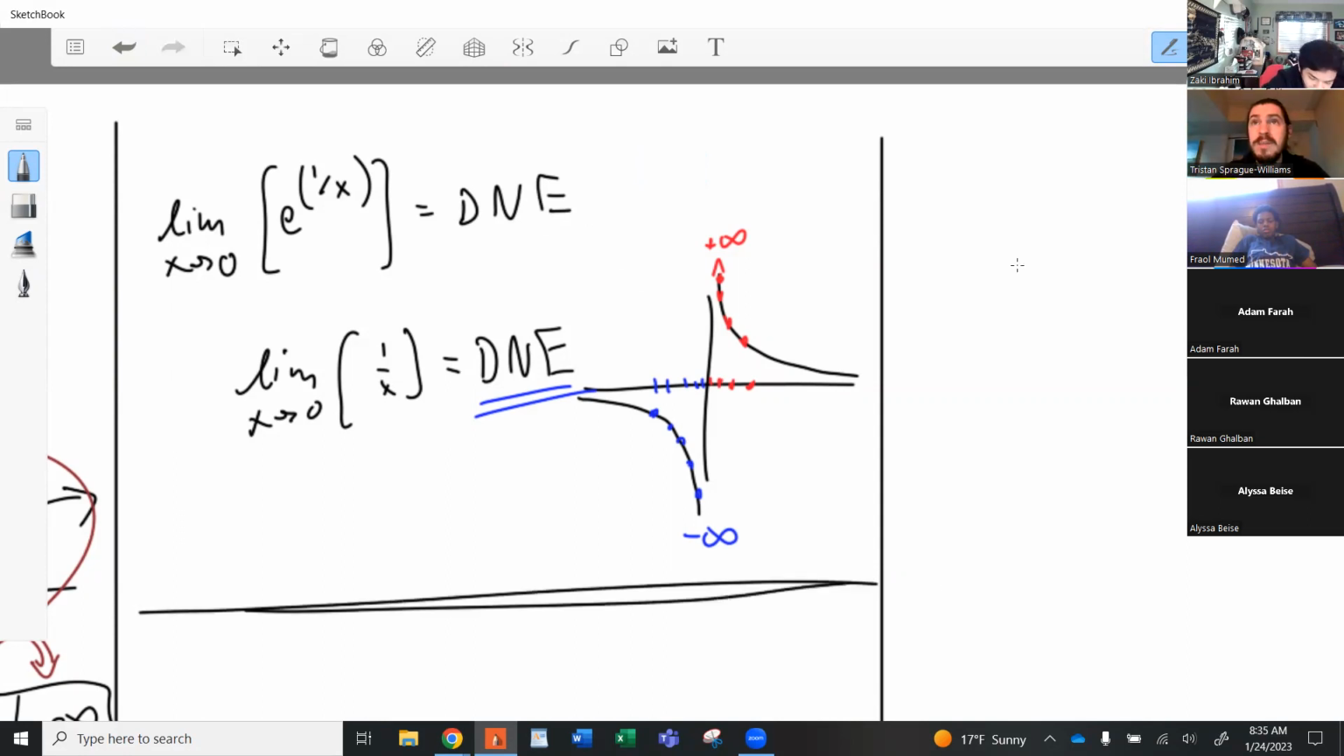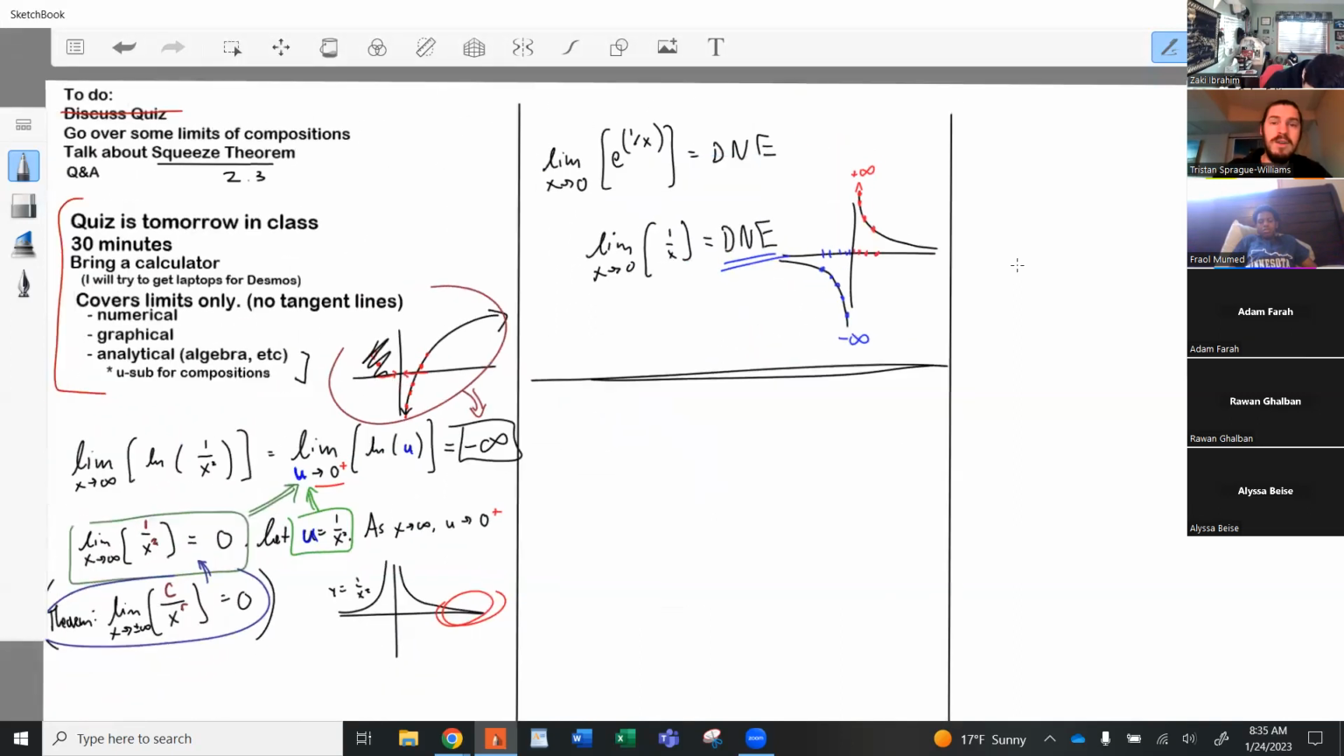If the inner one's limit doesn't exist, the overall composition's limit doesn't exist either. It's like you were trying to work through the chain and you got stopped. That's it. It's over. So let's look at another one, slightly different.